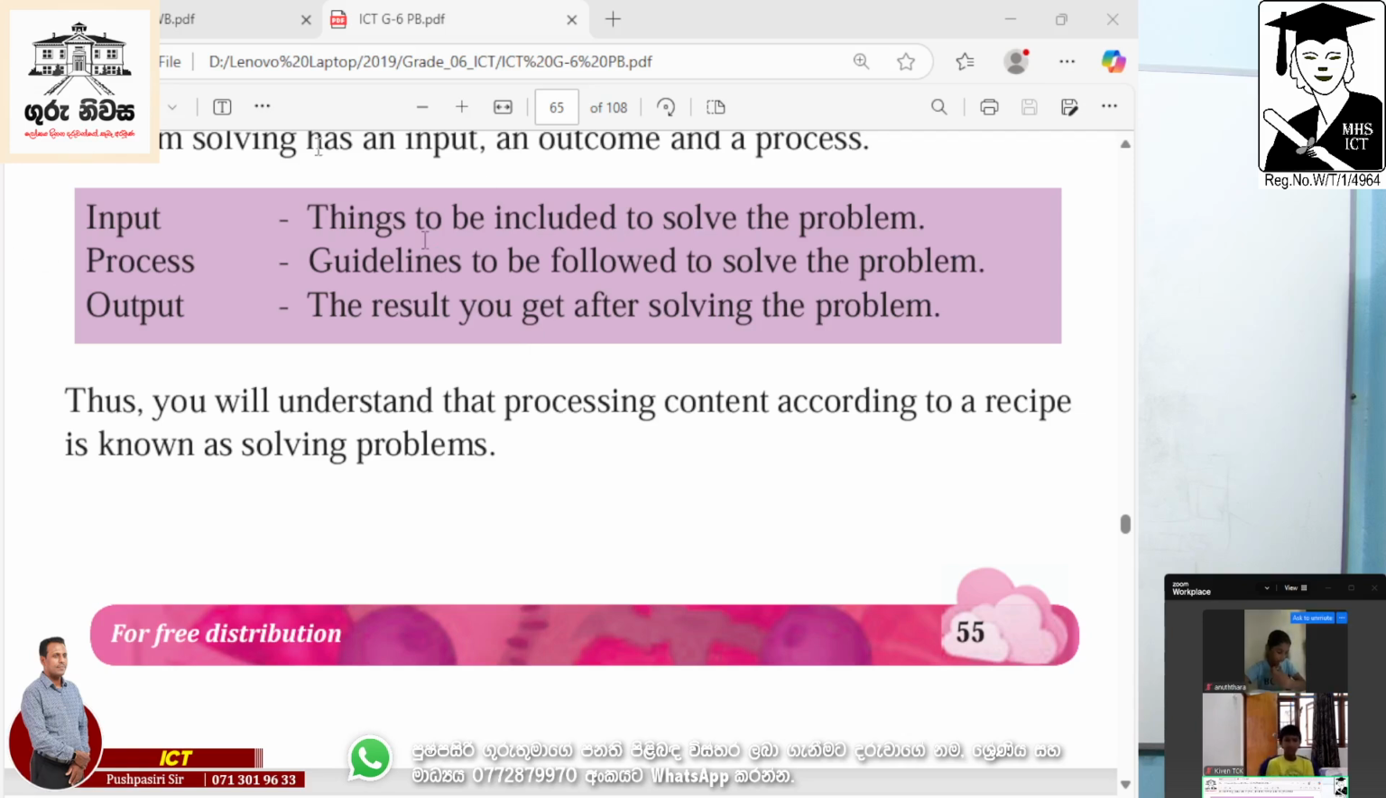දැන් එතකොට solving problem කියන්නේ මොකද්ද? What is solving problem means? Understanding the problem deeply, and then we understand what the problem is, so that we are going to solve it with the help of computer tools. I mean computer tools means computer programs, right? So that's what it means here.